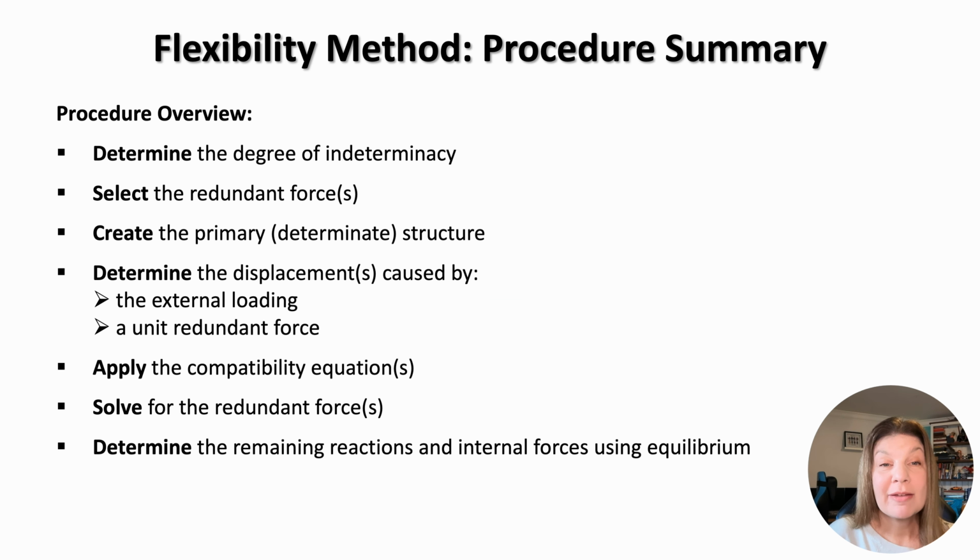And let's just finish by revisiting the flexibility method procedure. We've now worked through a complete example, so each of these steps should hopefully make more sense than when we first introduced them. We began by determining the degree of indeterminacy, and that told us how many redundant forces we need to introduce. We then selected the redundant force, removed it, and created the primary statically determinate structure. Because the primary structure is determinate, we were able to determine the deflection caused by the external loading and by a unit redundant force using beam deflection methods that we already know.